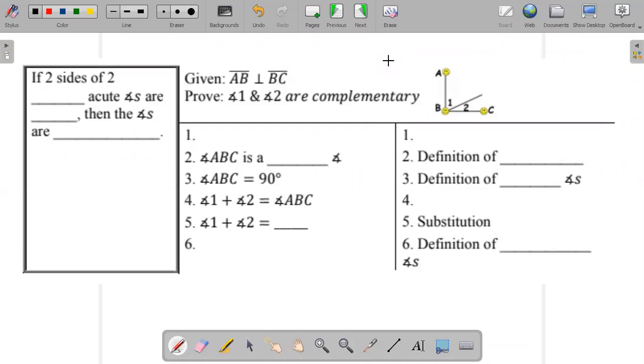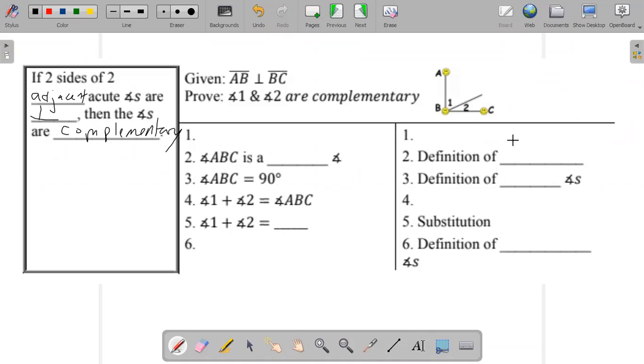This one is if two sides of two adjacent acute angles are perpendicular. So what that means, this is AB and BC is what it's talking about. See how angle 1 and angle 2 are adjacent? They're touching. AB is a side of angle 1. BC is a side of angle 2. So if they are perpendicular to each other, then that means the angles are going to be complementary.